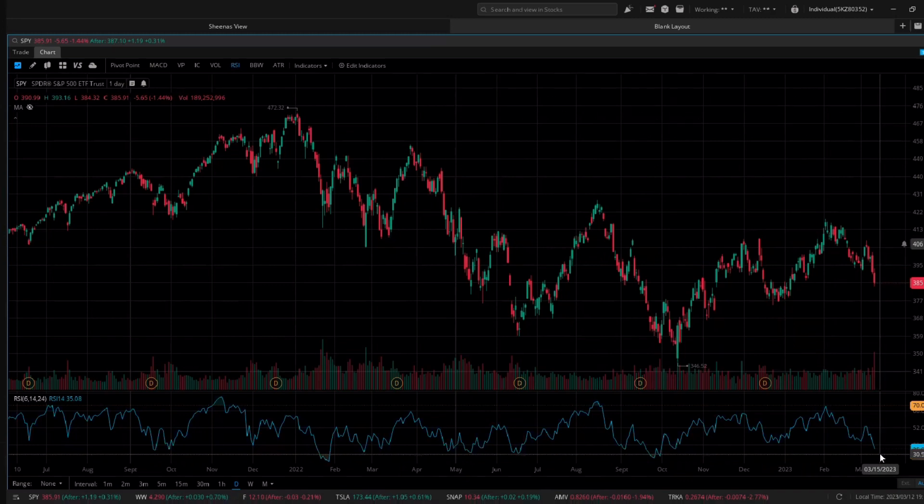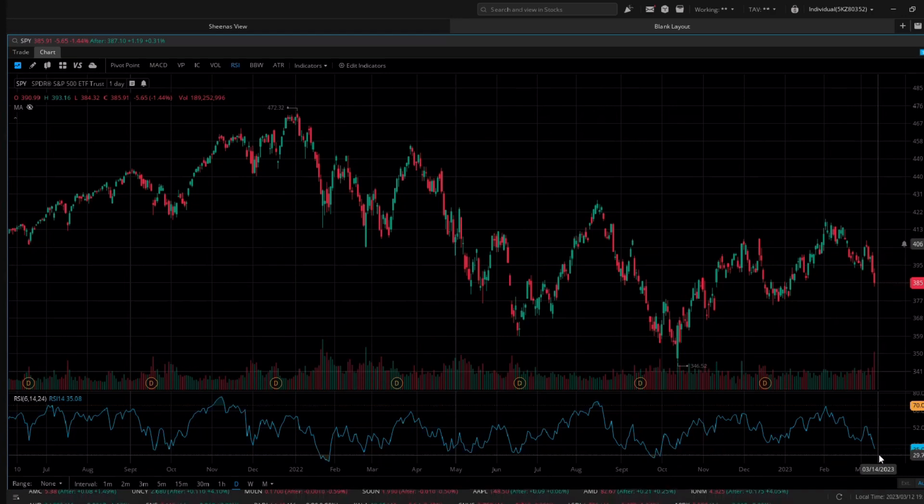Okay, so it's important to note that overbought and oversold conditions don't necessarily mean that the price will immediately reverse direction, but it could be considered a warning sign that the price may be at an extreme and due for a correction or a recovery of some kind in the near future.